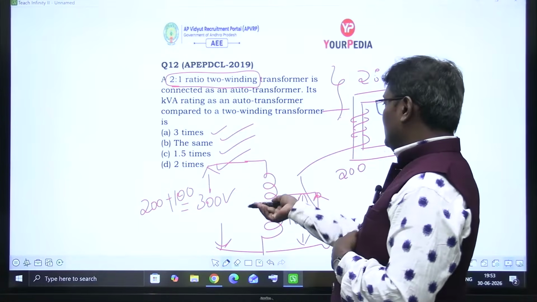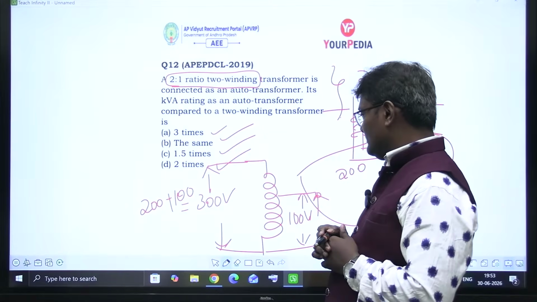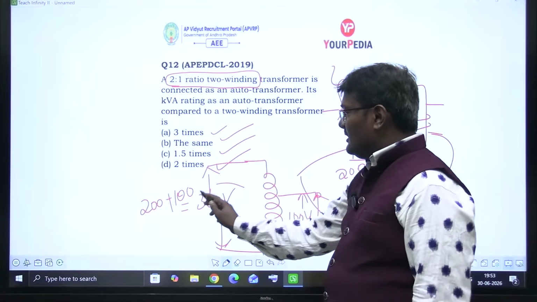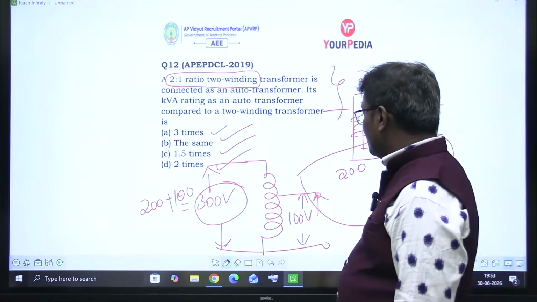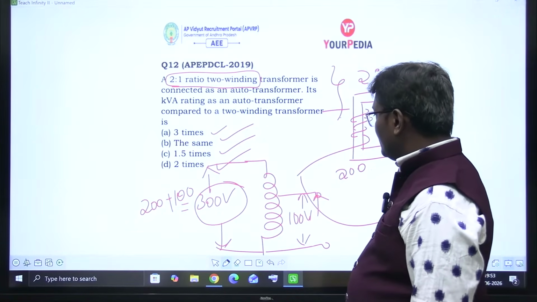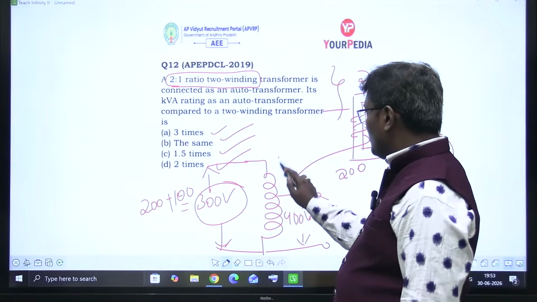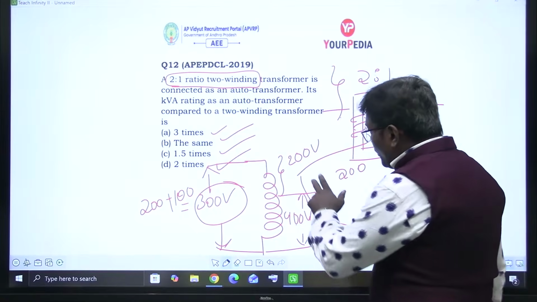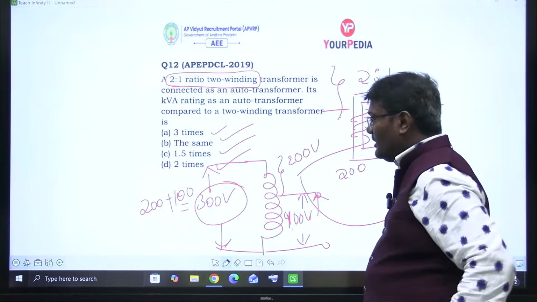And is there any possibility now? Tell me. So this is 100. What is the voltage? It is 300. Now, so this is 100. Obviously, what is the voltage here? 200 volts. 200 plus 100, that should be equal to 300.